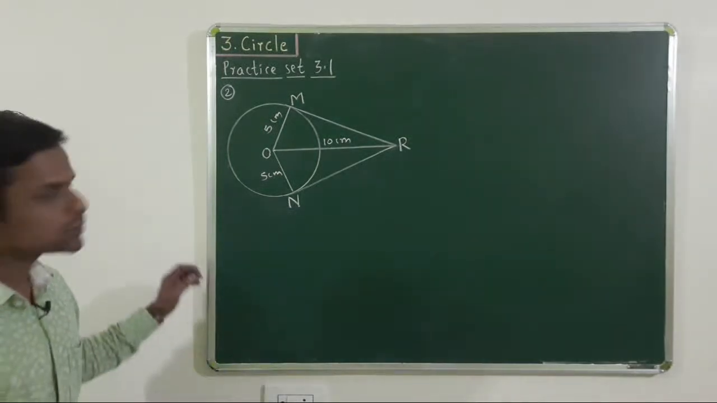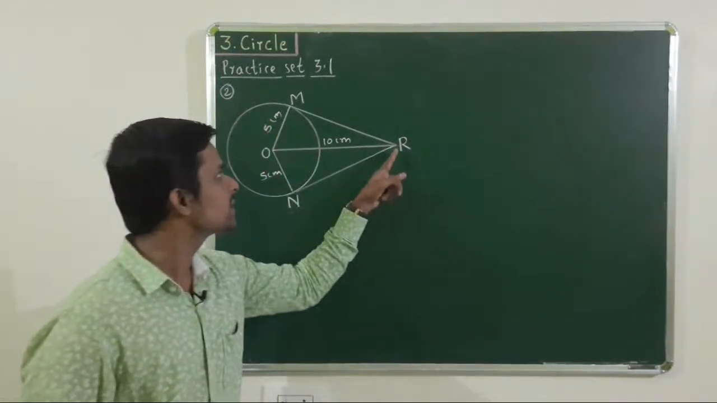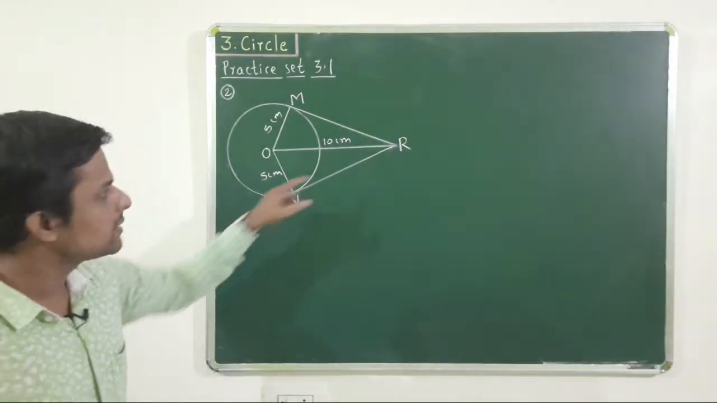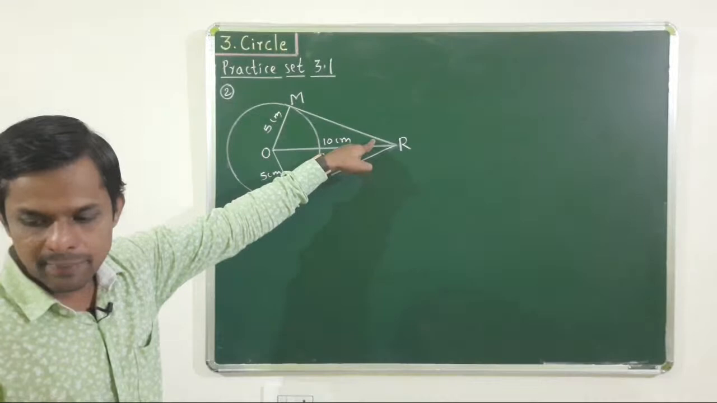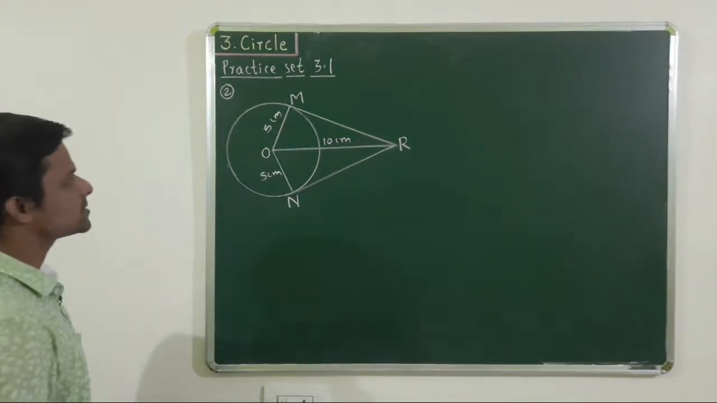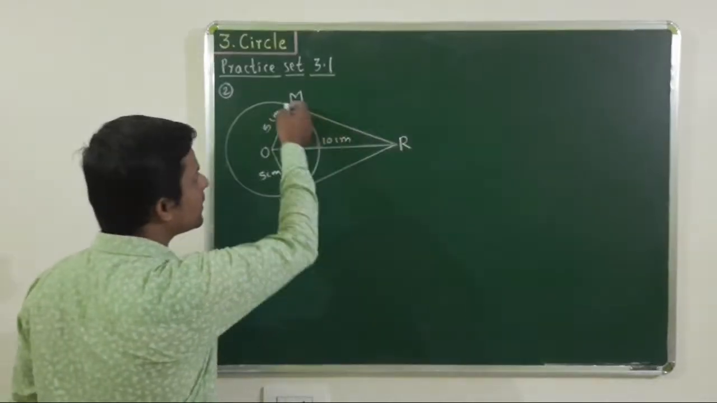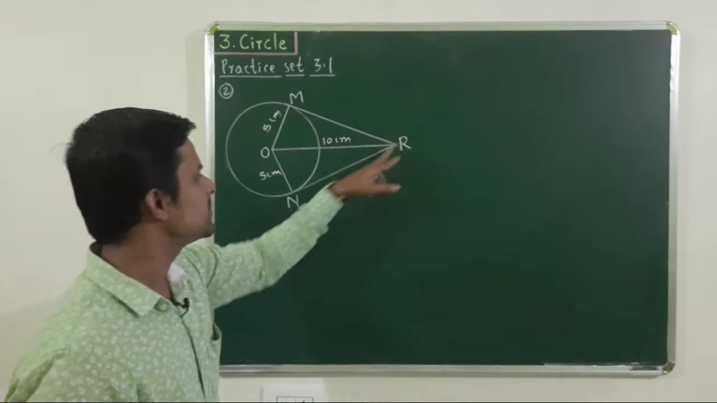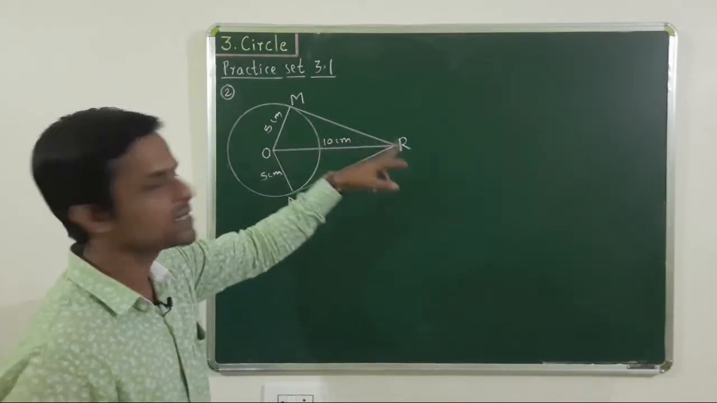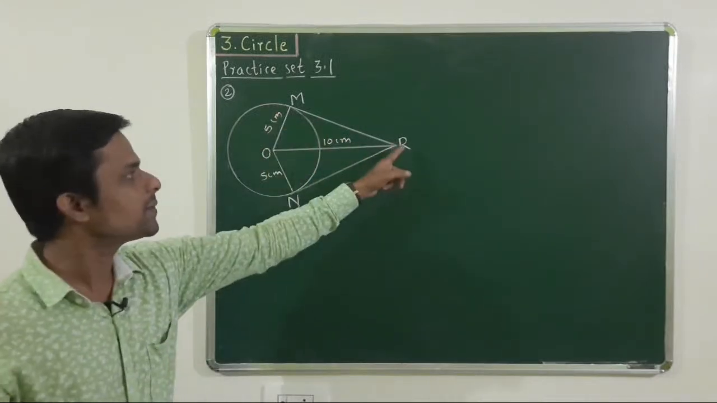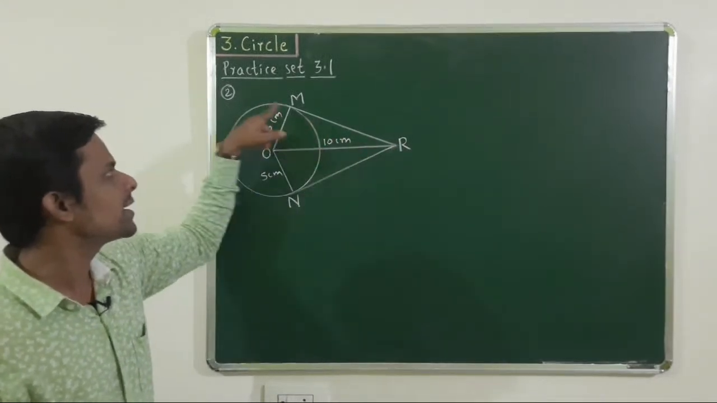First one, what is the length of each tangent segment? That means we want the length of RM and RN, both will be the same. Second, what is the measure of angle MRO, and the measure of angle MRN? First, we have to find the length of RM and length of RN. We simply find RM, and that will be the same for RN since tangent segments are congruent, that we have proved just now. That is RM is congruent to RN, so we only have to find RM.